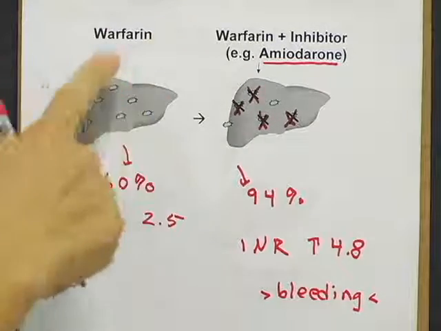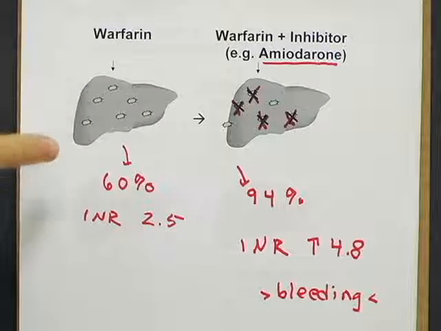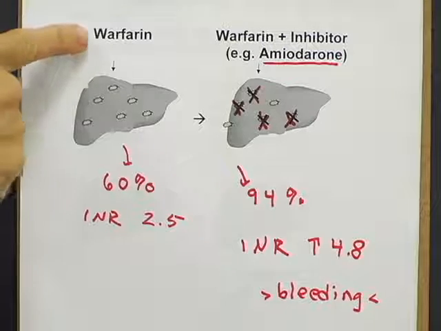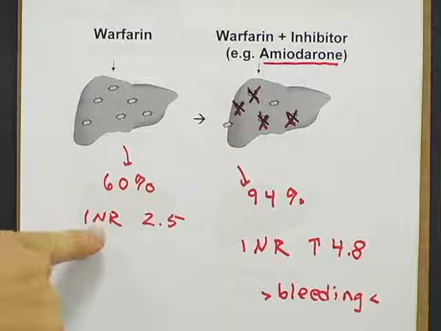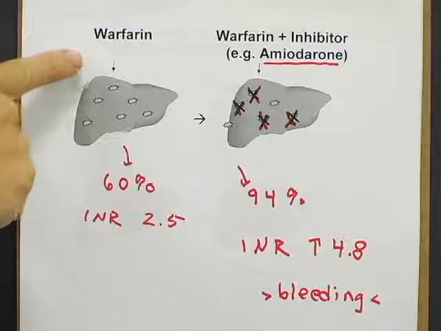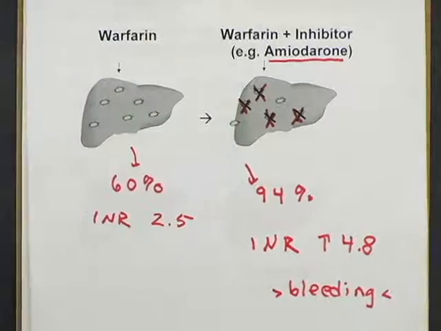Now, if amiodarone was started at the same time as warfarin, warfarin would be at a much lower dose. So in this example, the patient was on warfarin first, and amiodarone was added to a patient who had a therapeutic INR. The dose of warfarin should have been cut. This interaction should have been anticipated.